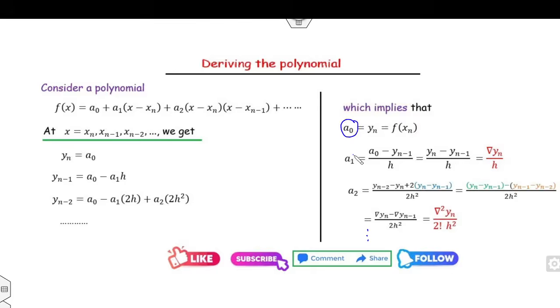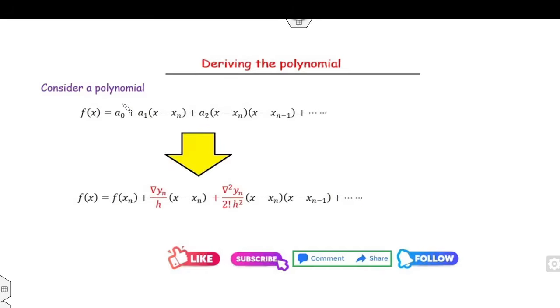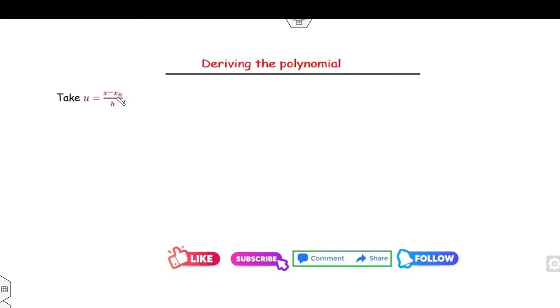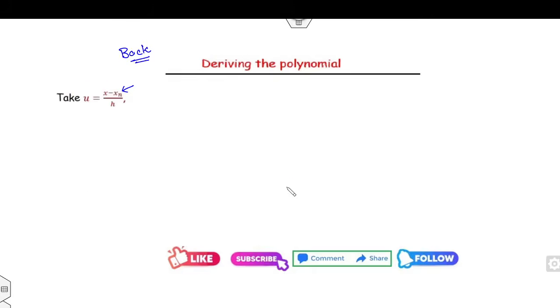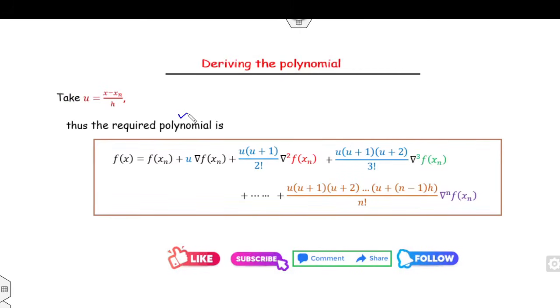I can substitute all these a0, a1 and a2 in the expression of this polynomial. So you will get this, my required polynomial. Now, because this formula looks very tedious, I can simply choose u equal to (x minus xn) divided by h. Why did I take xn? Because we are using the backward difference formula. So you can see this quantity is u. I can write this number also: this is xn, I can add this xn minus xn minus 1. So I can substitute this value. You will get the required polynomial of this backward difference formula.